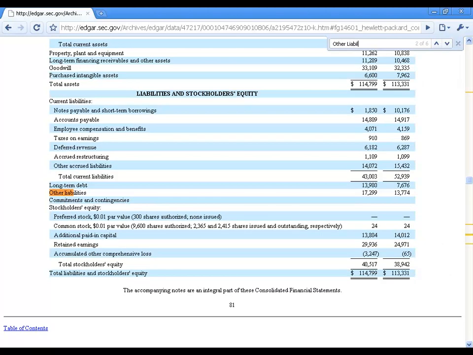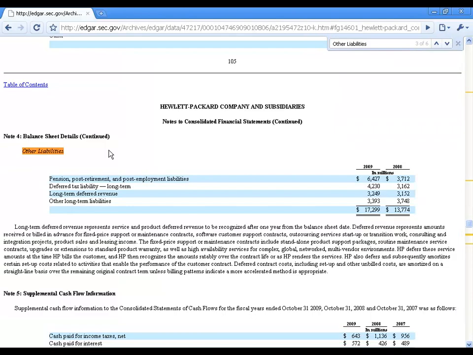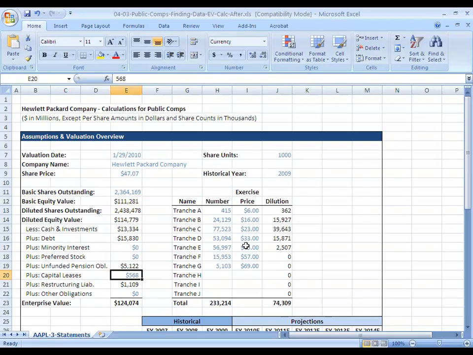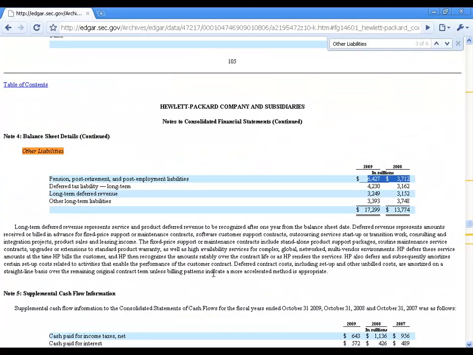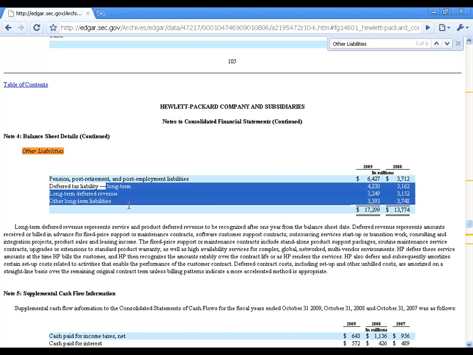So I'm going to search for other liabilities, and here we go. So we have pension, post-retirement, and post-employment liabilities. We're not going to add these back because we've already added back the unfunded portion of their pension obligations. You see that number right here, so we're not going to count that twice. Deferred tax liability, that's not part of enterprise value. Long-term deferred revenue, also not part of enterprise value. And then other long-term liabilities.